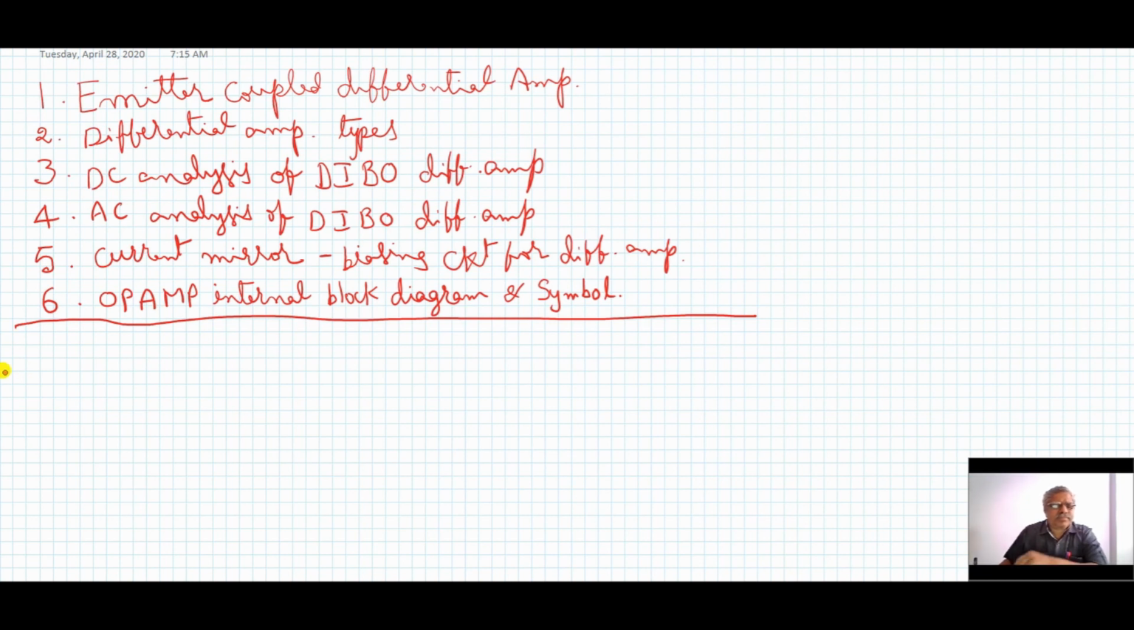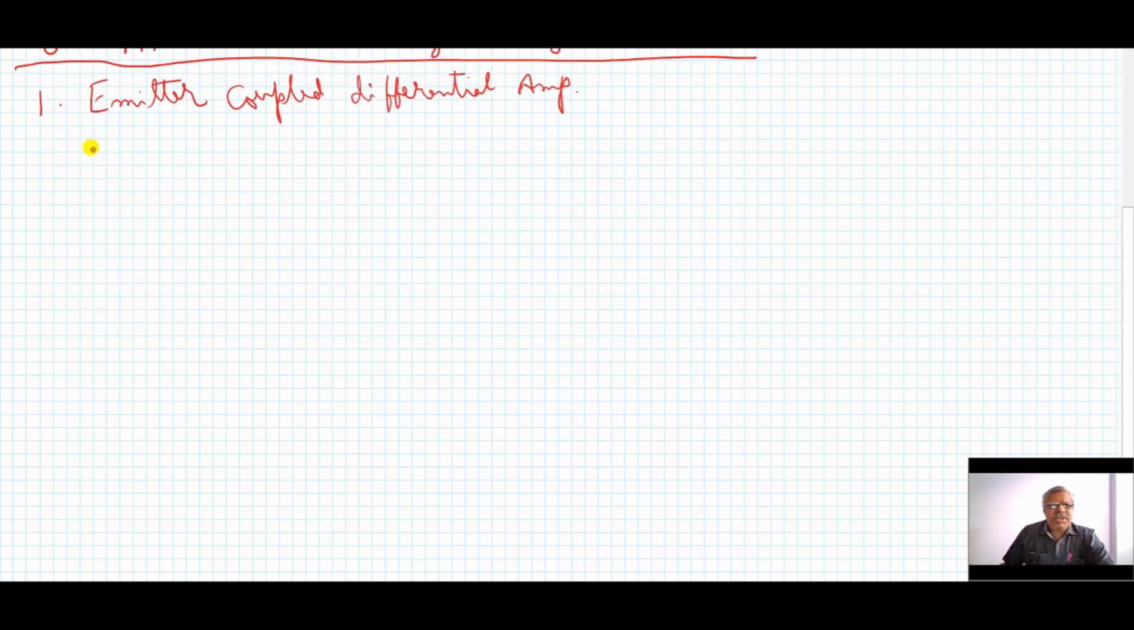First one, what is the need to learn these differential amplifiers? Differential amplifier is the basic building block in the design of operational amplifiers. Operational amplifier is a very versatile device which is used in almost all the applications as amplifier for mathematical operations and for wave shaping circuit design, etc. So it is very much required to have some basic knowledge about these differential amplifiers. These differential amplifiers are generally called as emitter coupled differential amplifiers.